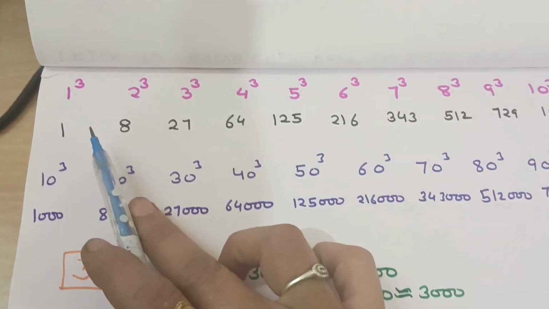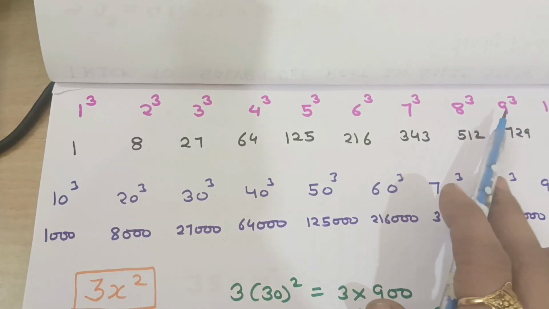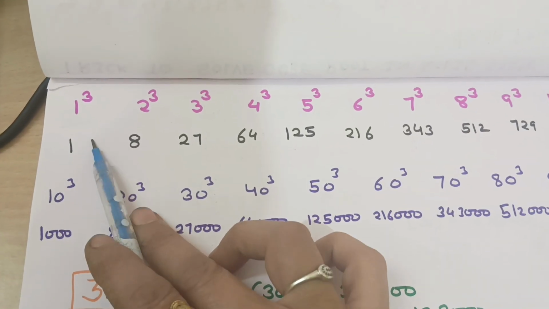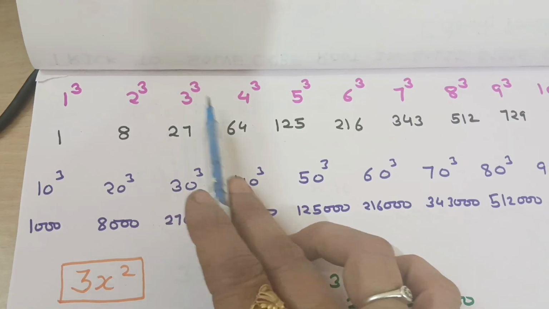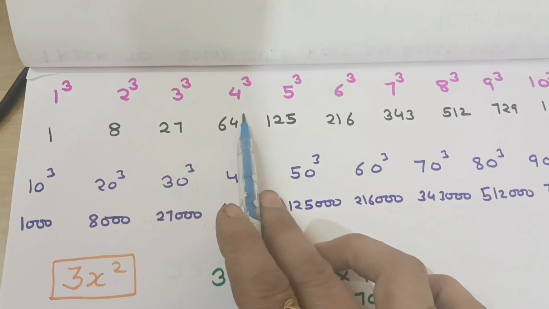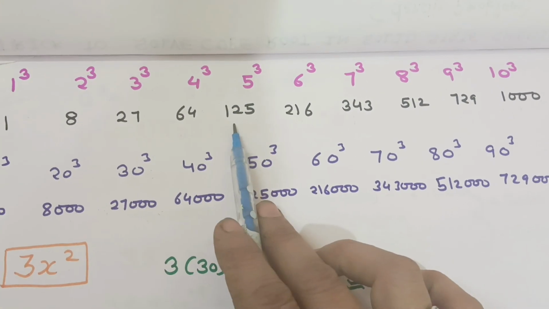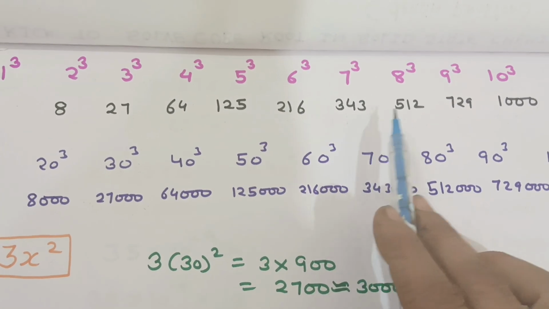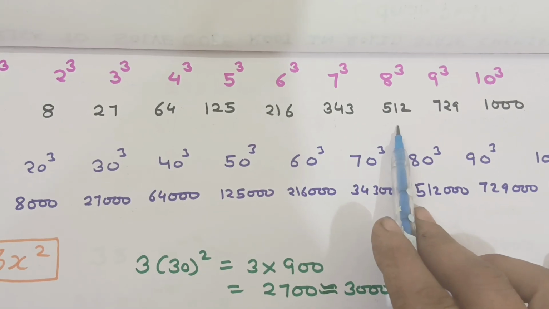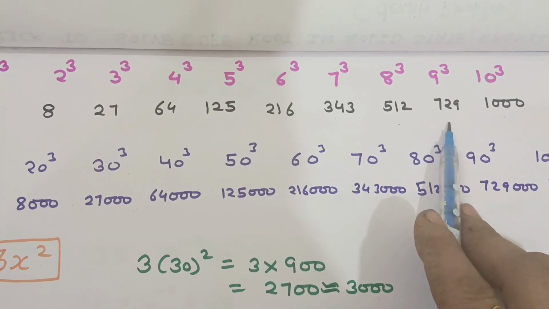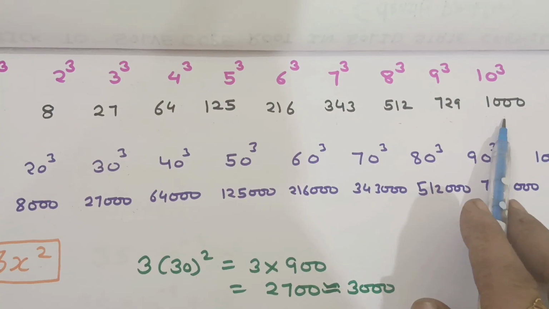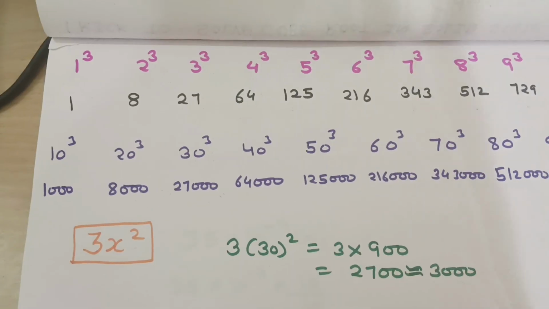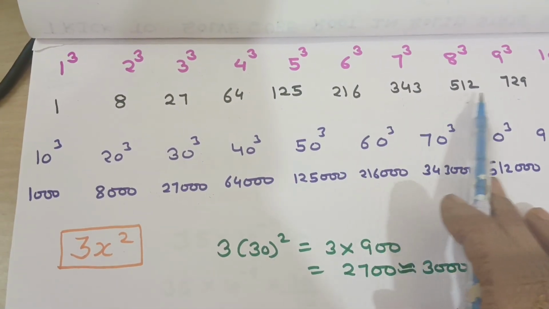First, write the cubes of numbers 1 to 10. Like 1 cube is 1, 2 cube is 8, 3 cube is 27, 4 cube is 64, 5 cube is 125, 6 cube is 216, 7 cube is 343, 8 cube is 512, 9 cube is 729, and the last, 10 cube is 1000. See, these are the cubes.